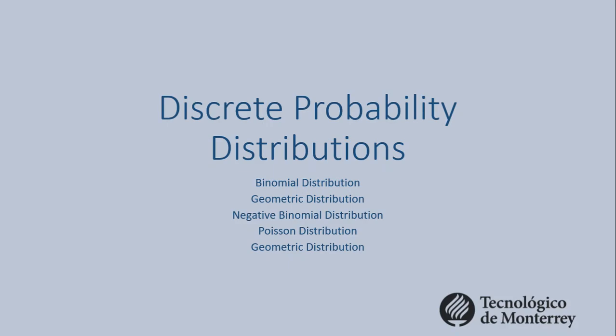I'm gonna try to record the whole class in one shot, but you will find in the description the particular minutes of each of the topics. So the class of today is about discrete probability distributions. And what we're gonna see are the 5 main distributions that you're going to use along your careers: the binomial, geometric, negative binomial, Poisson, and geometric distribution. So let's start.